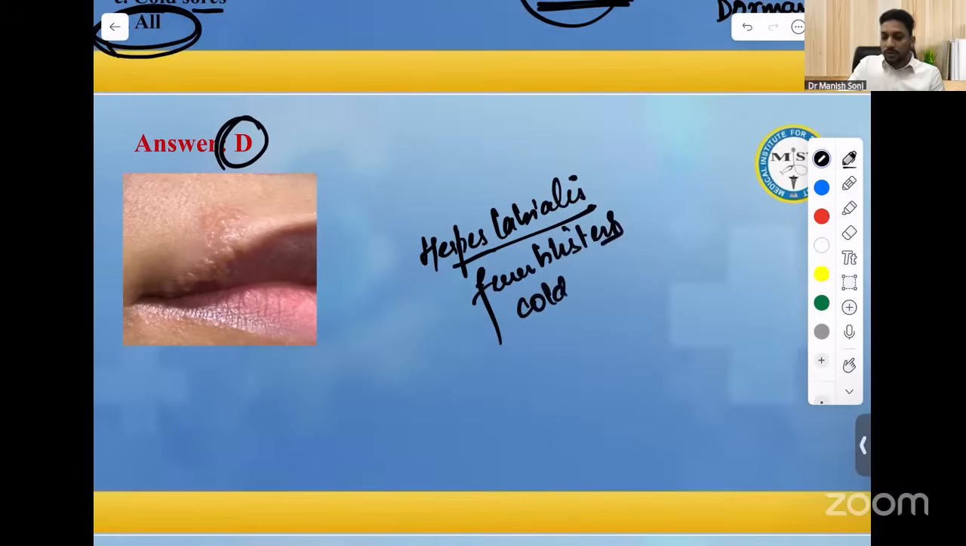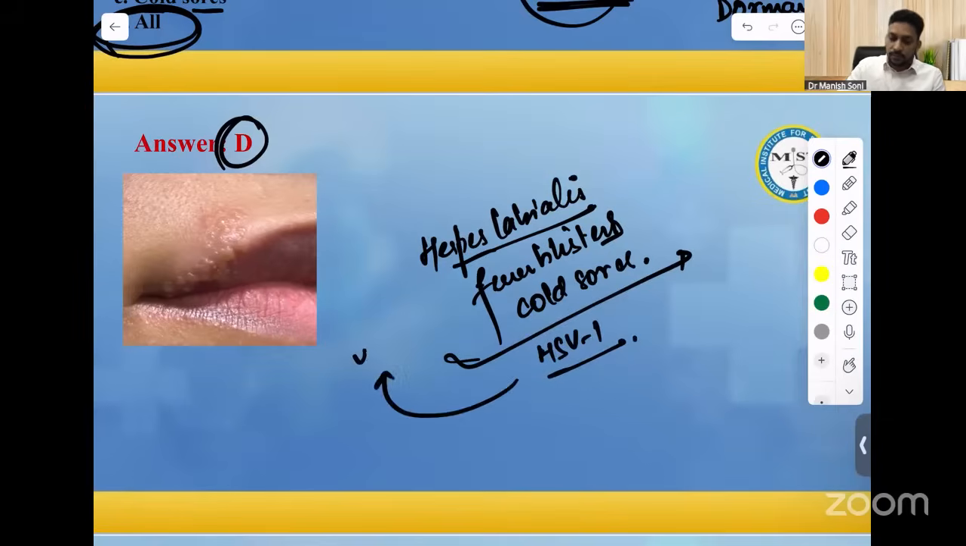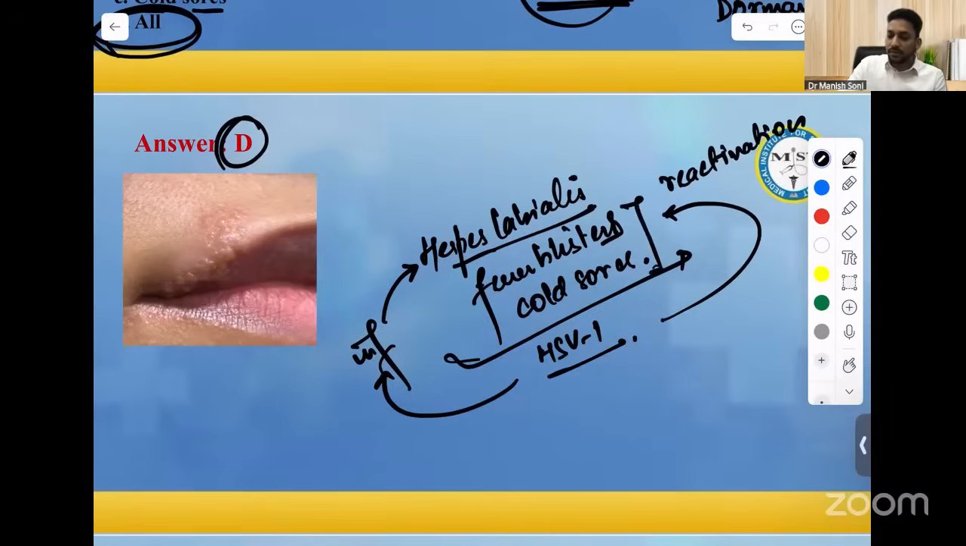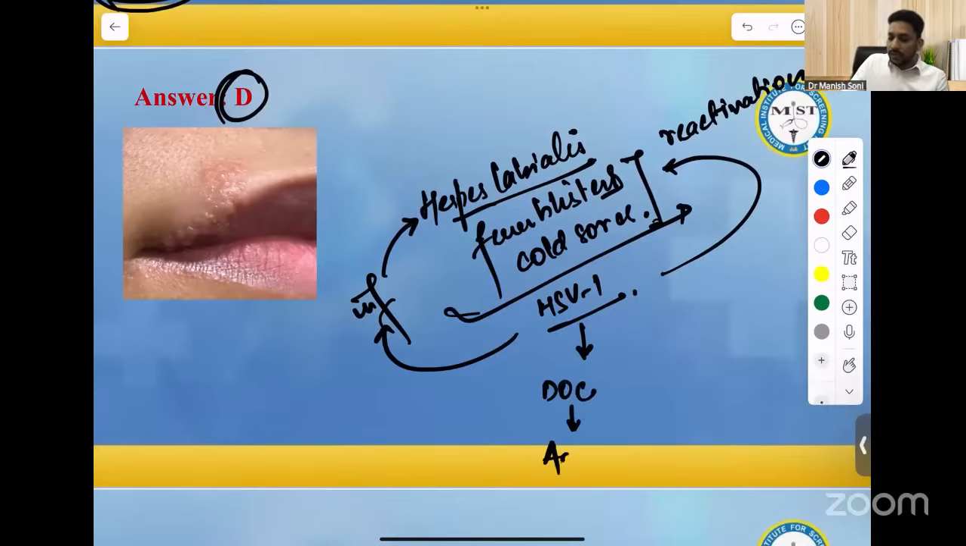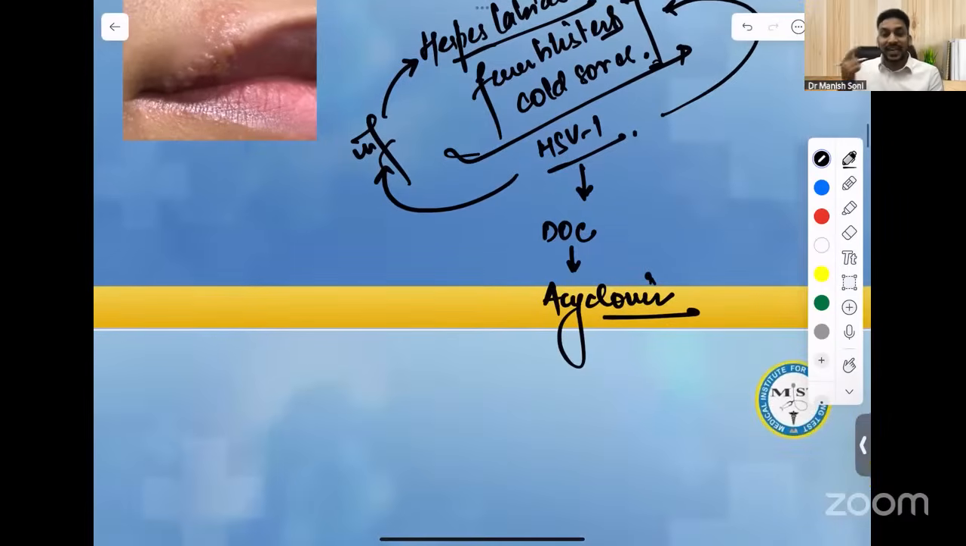Okay, so remember, herpes labialis, if it is recurrent, we call it fever blisters or cold sores. Why they occur? Due to herpes simplex virus 1 infection, which causes labialis, reactivation causes fever blisters, cold sores, all are related to HSV1. What is the drug of choice? Acyclovir. So here also the drug of choice is acyclovir.